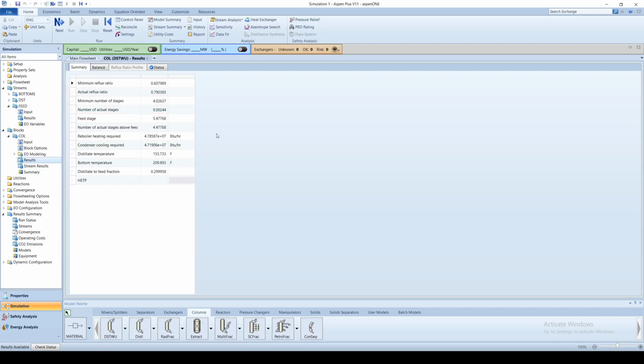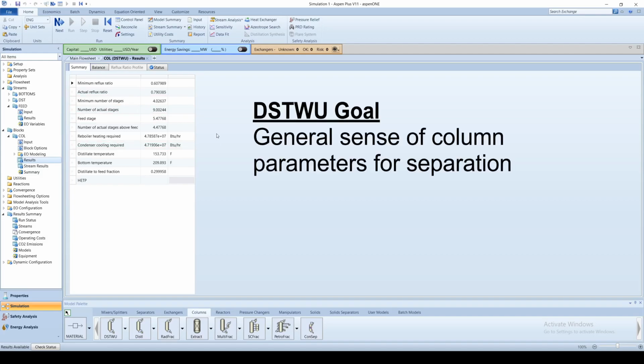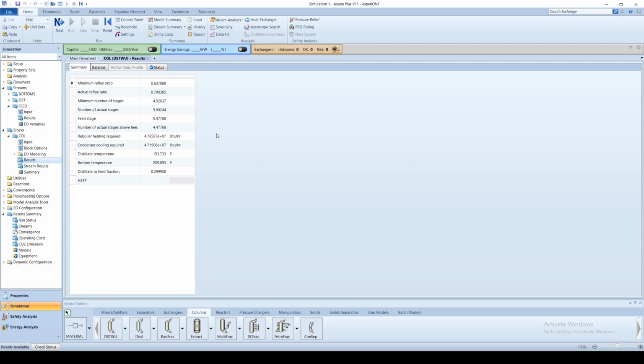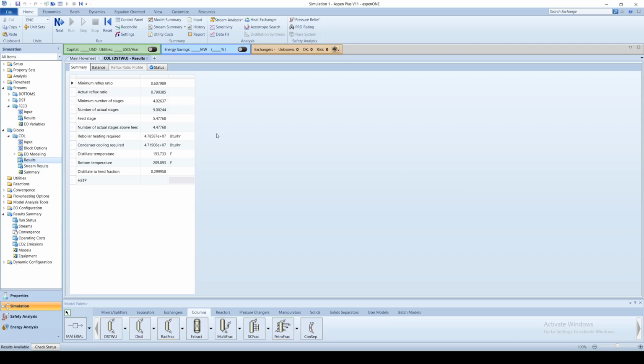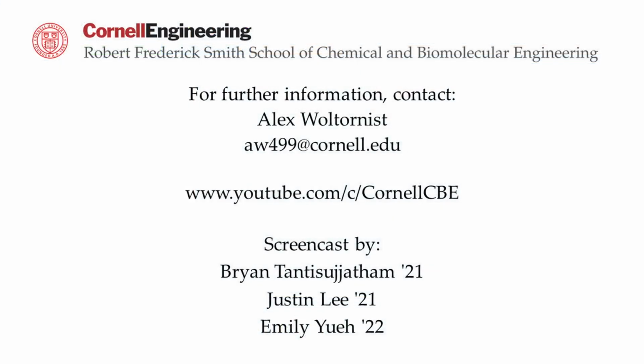DSTWU is often used to get a general sense of the distillation parameters necessary to achieve a desired separation. These parameters are typically further refined using a more rigorous model such as RadFrac or PetroFrac. Aspen contains a variety of distillation models to simulate specific applications and difficult separations. Watch the following video on the YouTube playlist to learn how to use the RadFrac separations model.